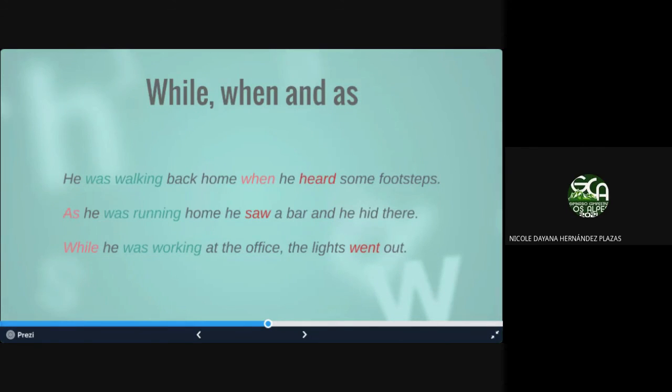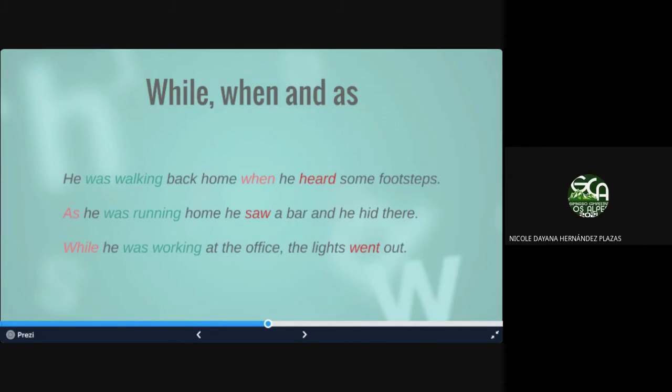Look at this. You have when, babies, and when you have when, that means that the action that is coming is something in past simple. The action that goes next is the action that interrupts. Miren acá, he was walking back home when he heard some footsteps. Ya habíamos dicho que la acción que es interrumpida es que estaba caminando y fue interrumpida con el hecho de escuchar los pasos.